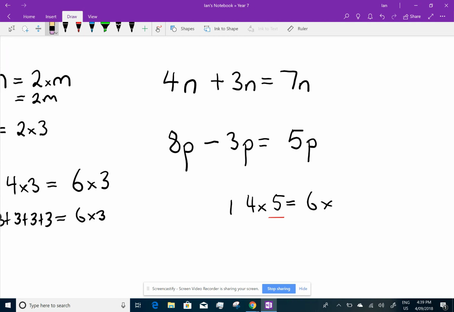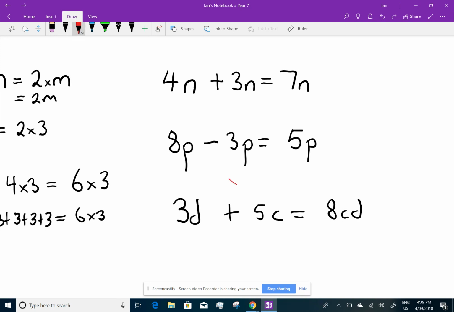And that's the same with pronumerals. So say I had 3D plus 5C. I cannot add them together and get 8CD. That is wrong. You cannot do that. This term and this term must be the same to add or subtract. And that's what we're going to be doing. We're going to be adding and subtracting the same terms, and we call them like terms.